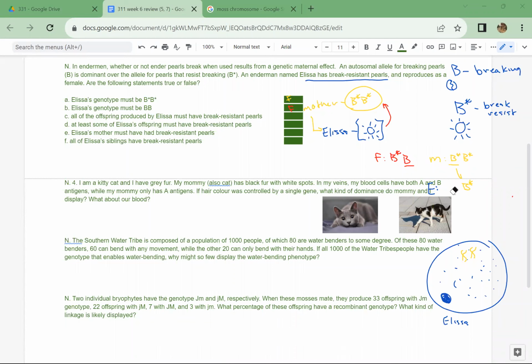Should I erase this? No, I'm not going to erase it because I actually need it. I'll rewrite this first, prepare it.